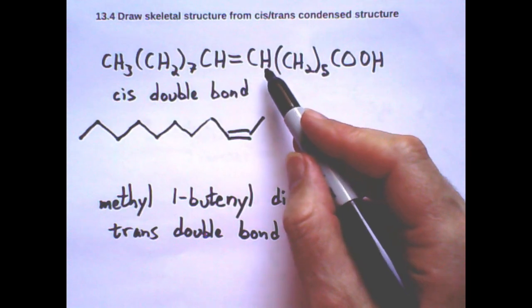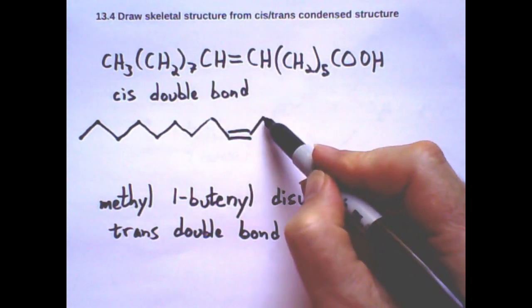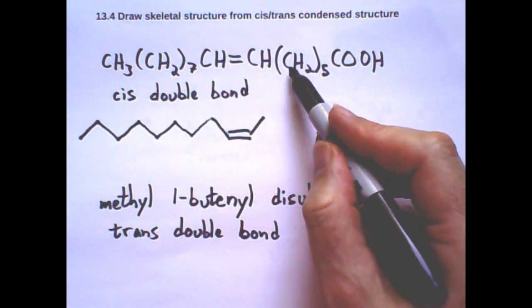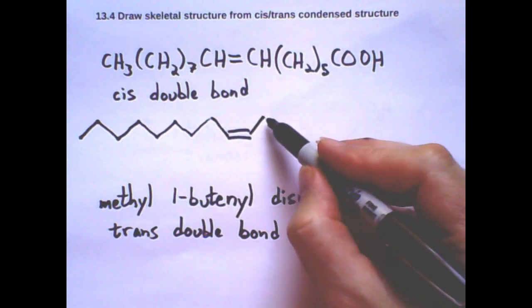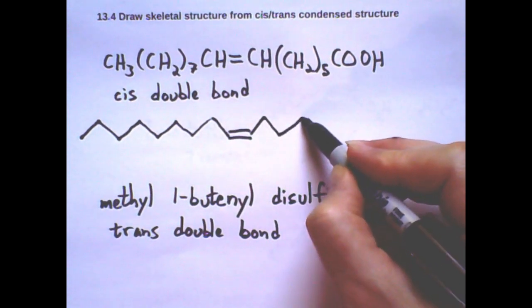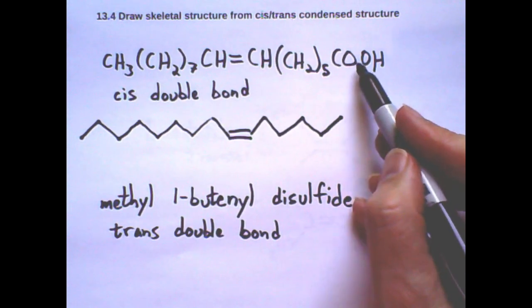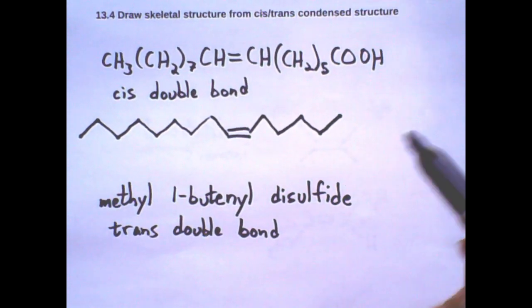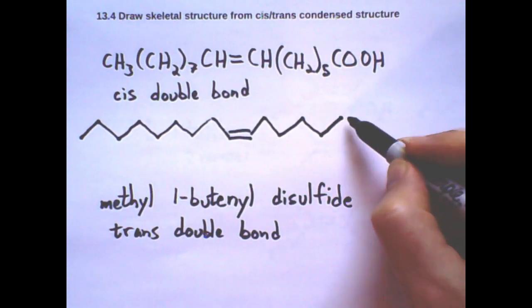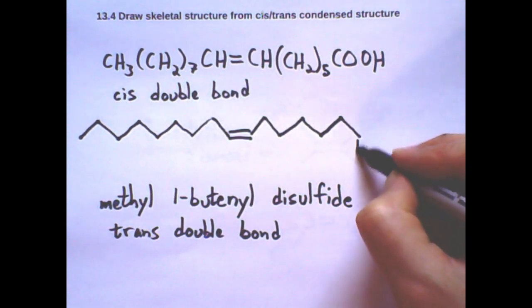On the other side, that CH is right here. So this CH2 is the first of 5 methylene groups, those are called. So 1, 2, 3, 4, 5. Then I've got a COOH. You need to recognize that functional group. Look it up on your info sheet. It is a carboxylic acid.